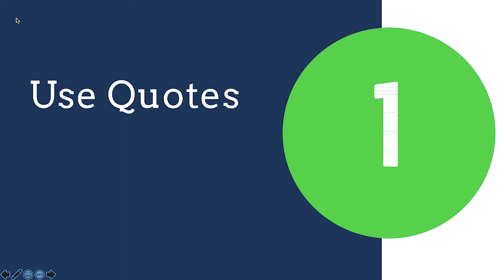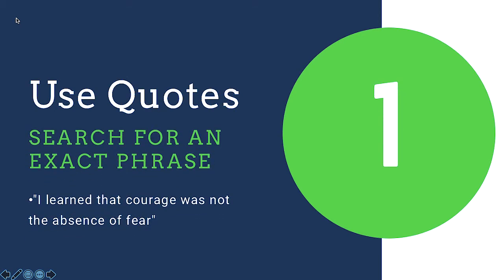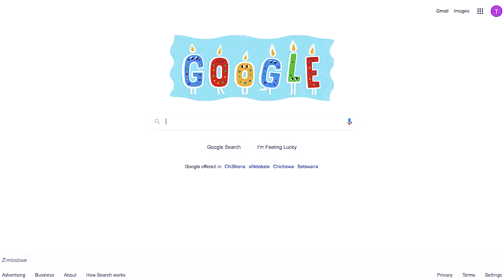The first part of getting useful results from Google is using quotes. When you're looking for an exact phrase on Google, you have to use quotes to do that. In this case, we are going to search for "I've learned that courage was not the absence of fear." So you go to Google and put double quotes and put the words that you're looking for: I've learned that courage is not the absence of fear. Then you close the quotes and then you search.